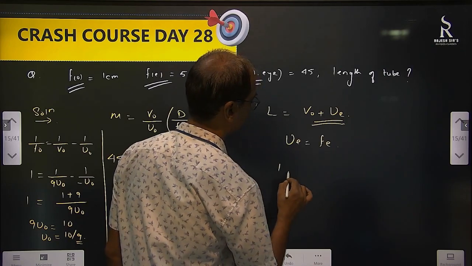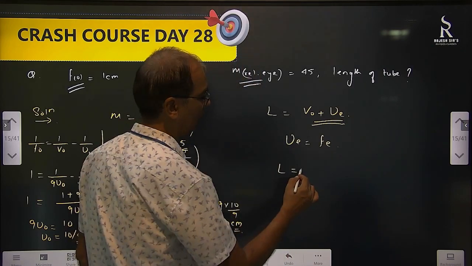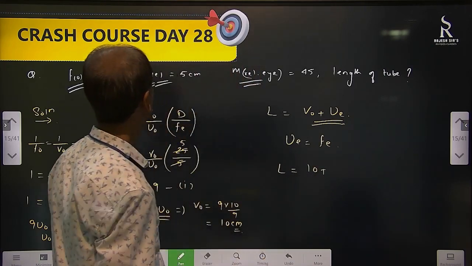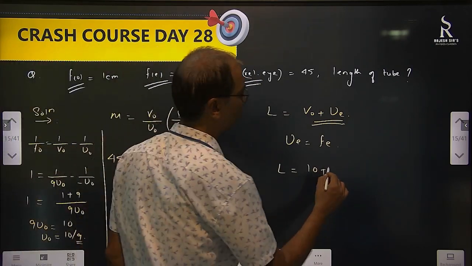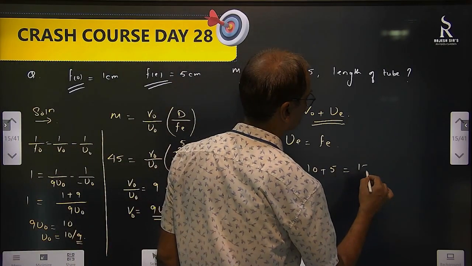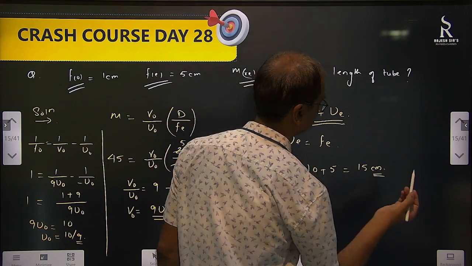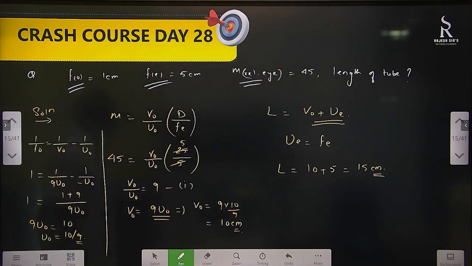So what is length of microscope? V naught, which is 10, and FE, which is 5. So length of microscope is 15 centimeters. That is it. Over. Let's move ahead.